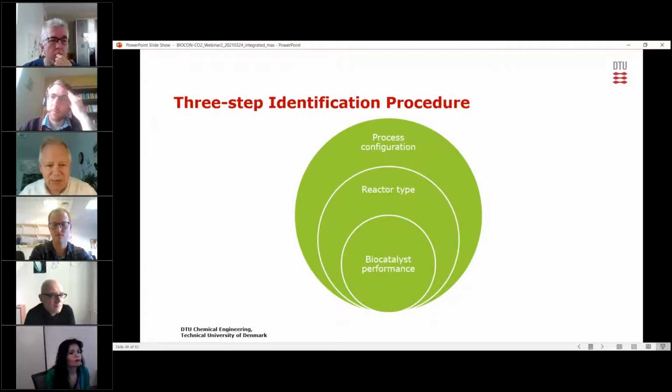So biocatalyst performance has to be correct. Then we need to think about the reactor type, and finally about the process configuration. So I'd like to spend a few moments just talking about each of those different areas now. Next slide, please.